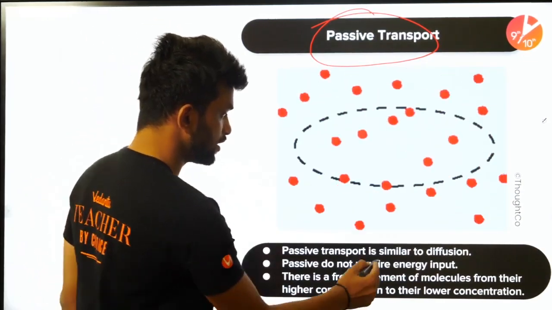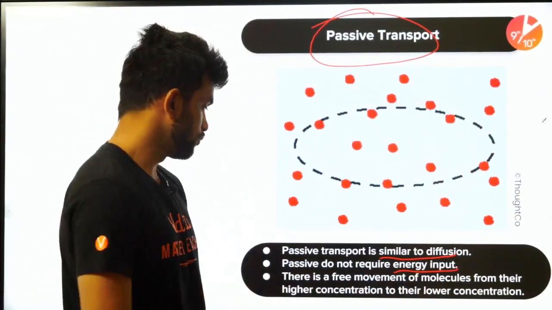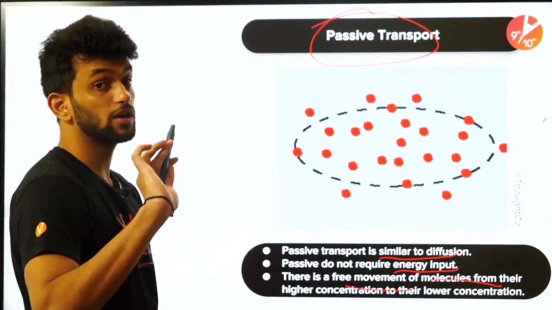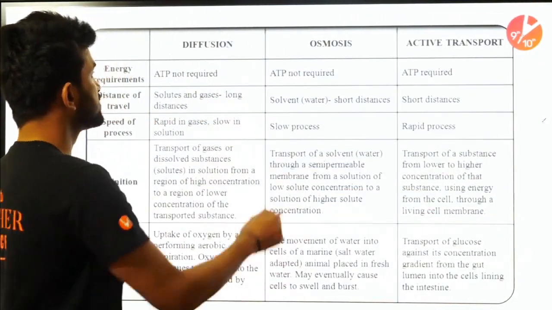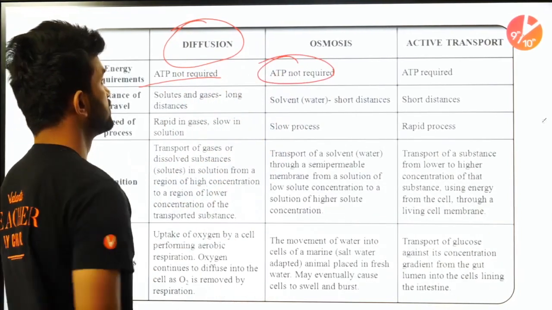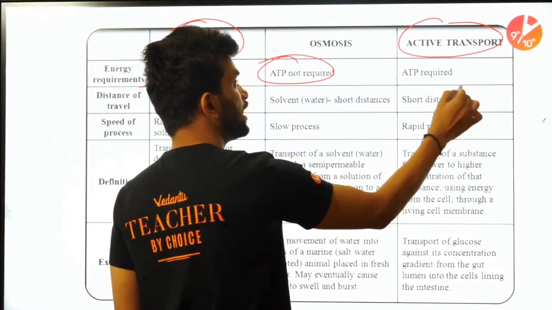Passive transport, guys, is similar to diffusion. It does not require energy, as I have been telling you. There is a free movement of molecules from their higher concentration to their lower concentration. So here's a detailed analysis. Diffusion, ATP is not required. ATP is not required in osmosis also. And in active transport, ATP is required.